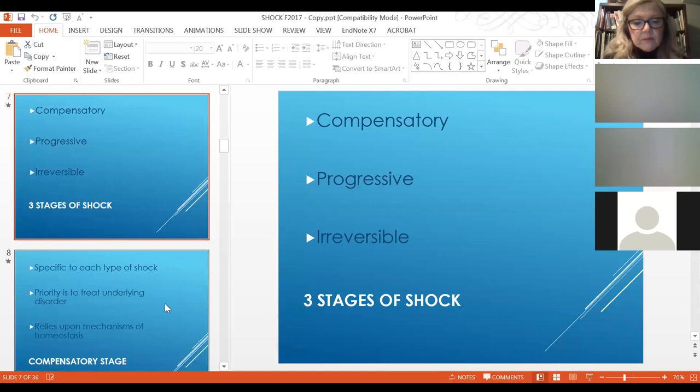And then the progressive stage is when everything begins to fail and you have inadequate perfusion, and then you're going to have irreversible shock. So even if you gave all the blood products in your blood bank, even if you were able to do a quick intervention, get up some medication, the cells are all necrotic and there's nothing that you're going to do that's going to help.